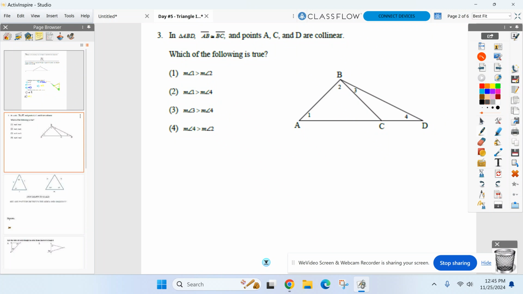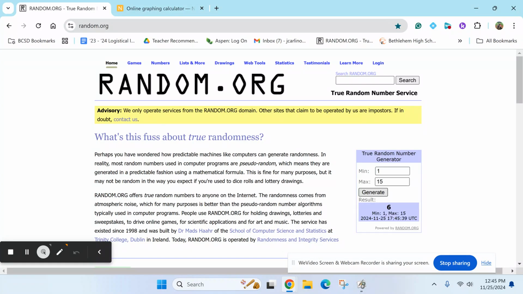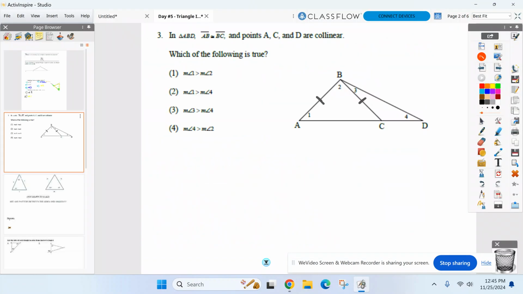AB congruent to BC, so hopefully everyone's putting some hash marks on your diagram right now. And hopefully we're at this point in the year where that's not the only thing you're putting on. Hopefully you look at that and think, if I'm marking these 2 sides congruent, I should be marking something else congruent at this point in the year, right? What else are you marking on your diagram after you put those hash marks on those sides? Noah, what else is true?